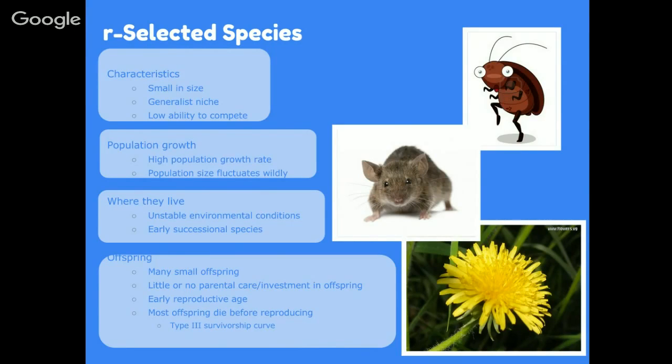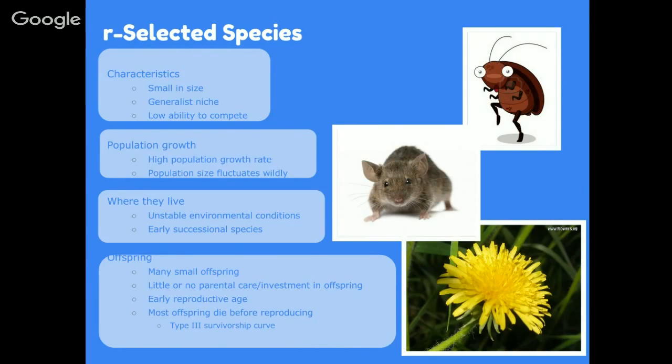As far as their offspring goes, they'll have a lot of offspring. There'll be very little parental care or investment in those offspring because there are so many, they can afford to lose a few evolutionarily. And they'll have an early reproductive age. So the species will mature quickly so they can reproduce more. You can see the goal of this R-selected species is just to produce as many as possible, because most of them are going to die before reproducing. And we're going to see this represented as a type 3 survivorship curve.